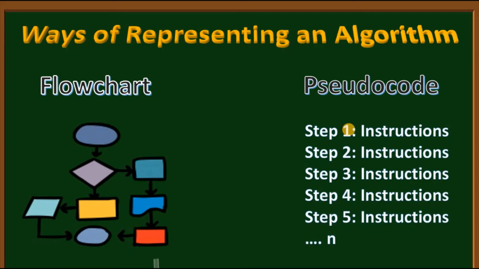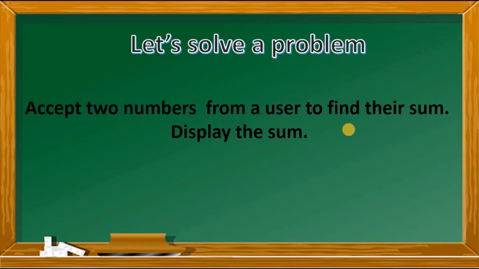But before we go in depth into these ways of representing an algorithm, we are going to look at a problem and how we can simplify it by splitting it into smaller units with the use of an IPO chart. The problem is: accept two numbers from a user, find their sum, and display the sum. We are going to use an IPO chart, which breaks down the problem in a table format.